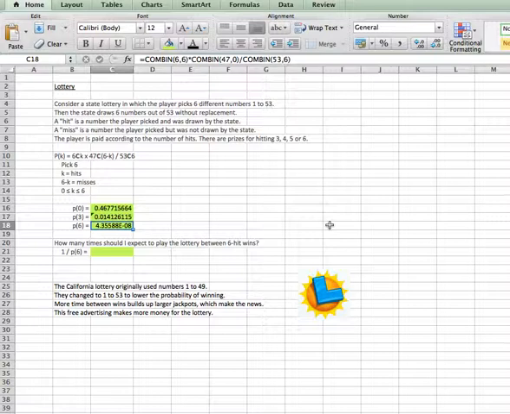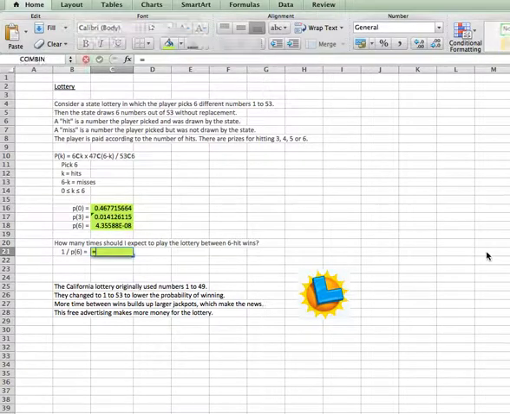So again, such a small number, I like to view this as how many times do I have to play the lottery between 6 hit wins on average. So that equals 1 over the probability of 6 hits. One divided by that, and so we see that that number is 22,957,480. So roughly every 23 million times I play the lottery, I'll hit all 6.